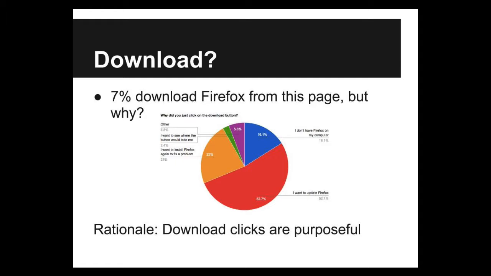So 16% are downloading it because they don't have Firefox on their computer, which is fine. But then 52% download it because they want to update Firefox. And actually, we don't know why they want to update Firefox from this page. It might be because the updater is failing. It might be because they don't know how else to update Firefox. It might be that some page told them to update their browser, even though it's unnecessary. We don't know. But we know they come here to update their Firefox, not to download it because they don't have it on their computer.